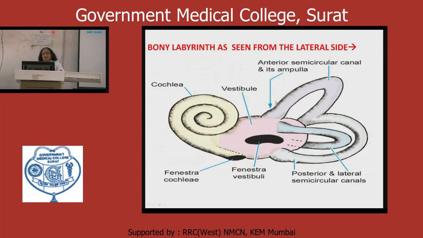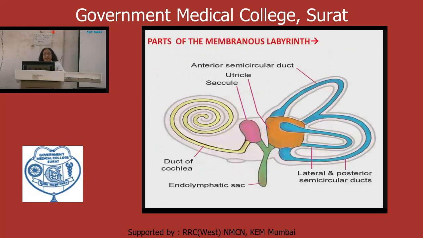Now here we can see the cochlea, vestibule and the semicircular canals. The semicircular canals open posteriorly into the part called the utricle, and anteriorly is the saccule, connecting with the cochlea. So utricle and saccule, both otolith organs, lie in the vestibule.